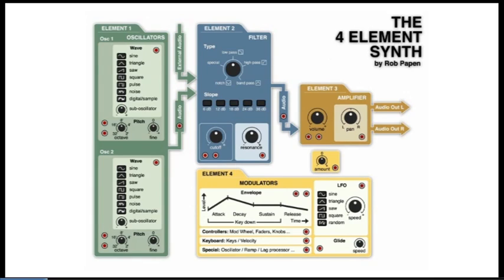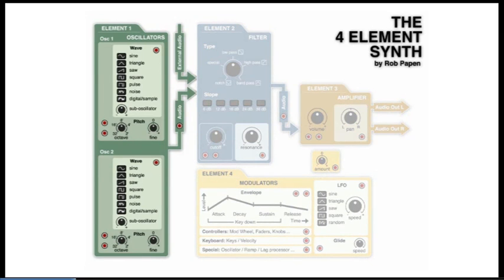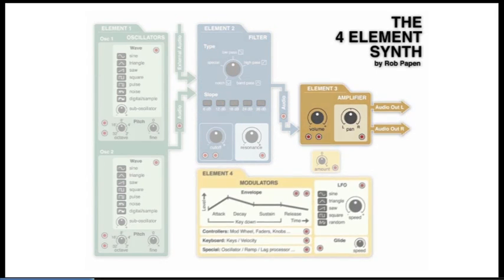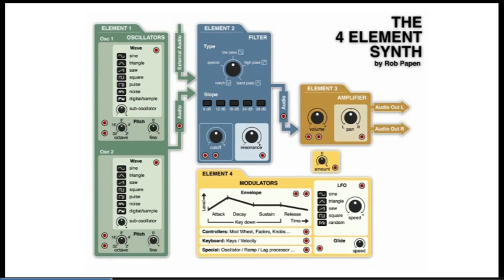As you can see, this synth model is built using 4 elements. They all have their own color. Green for element 1, blue for element 2, brown for element 3, and yellow for element 4. This synth model covers every basic aspect about subtractive synthesis.